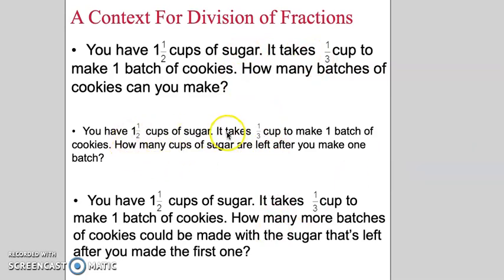You have 1 1/2 cups of sugar. It takes 1 cup to make 1 batch of cookies. How many cups of sugar are left after you make 1 batch? Is that a division problem? You have 1 1/2 cups of sugar. It takes 1/3 cup to make 1 batch of cookies. How many more batches of cookies could be made with the sugar that's left over after you made the first one? So again, I want you to be very careful about the language that we use when we're talking about fractions, because the word choice matters.